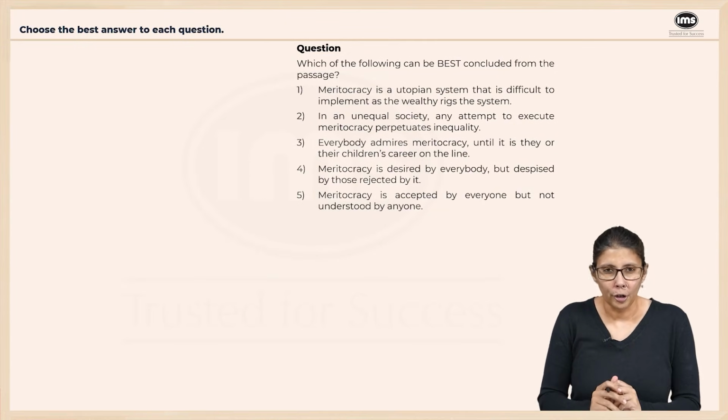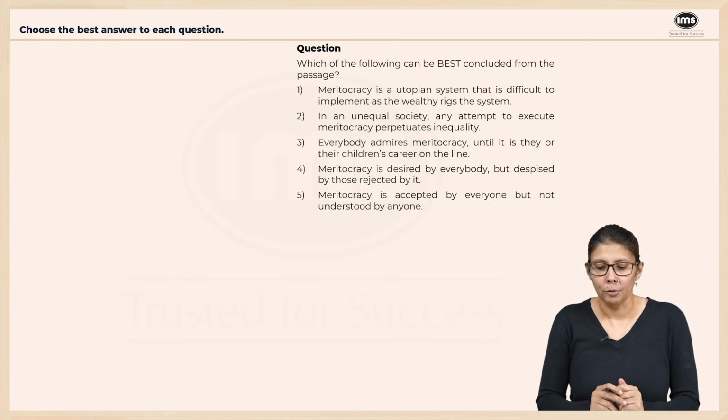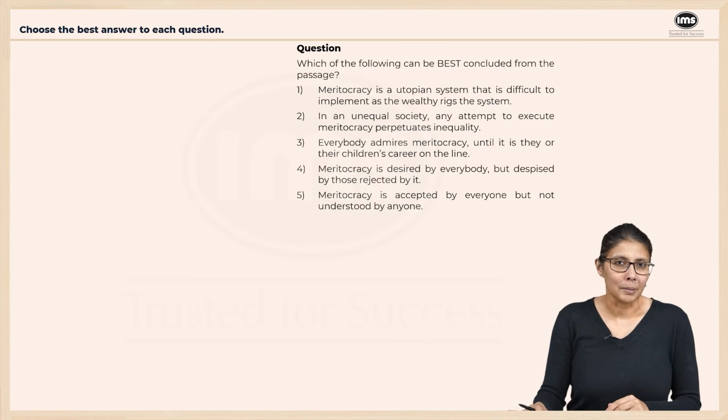This question I thought was a little confusing and arbitrary. I will explain why very soon. The question appears to be pretty simple though. Which of the following can be best concluded from the passage? So, if you have understood the main idea, the question should be very simple. The only problem is that there are some very close options.